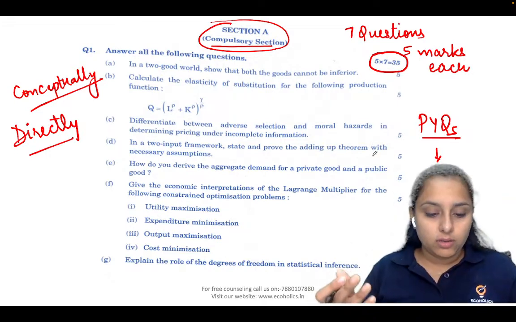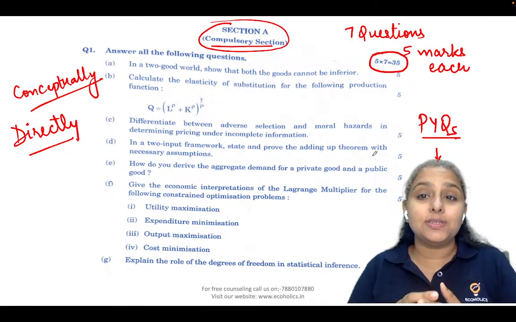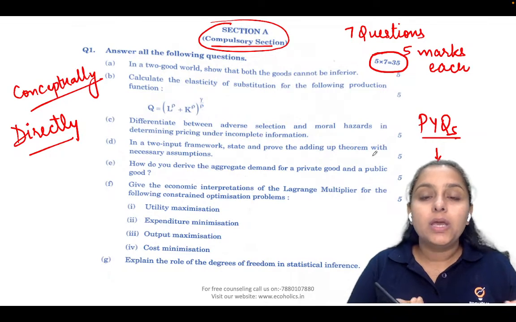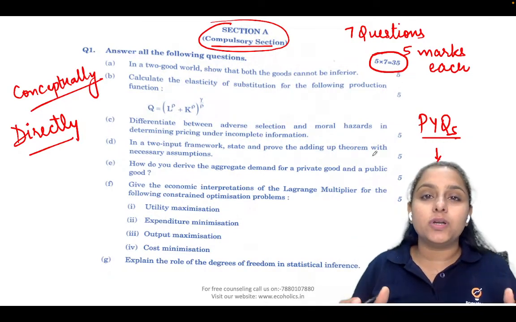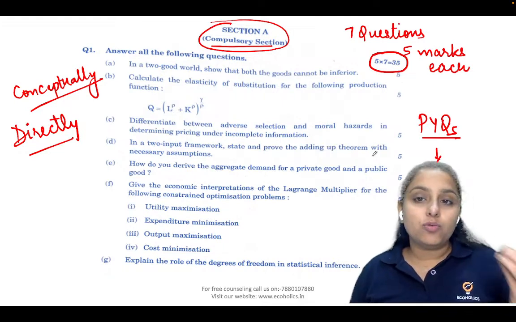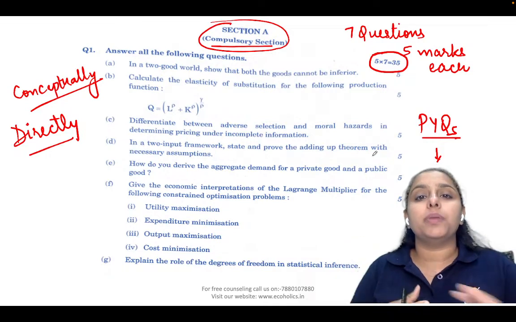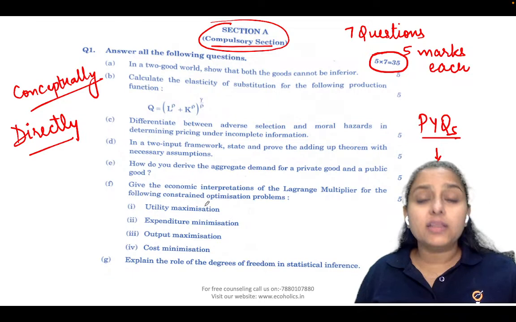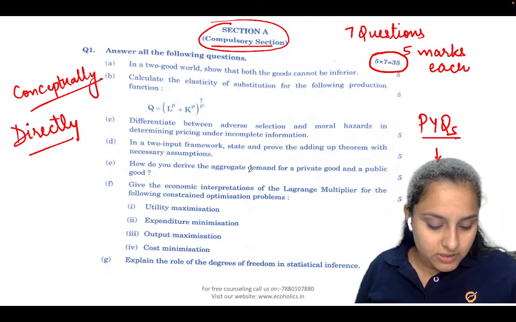So everyone here, the students of Ecoholics, would agree that in our classes we have always focused on conceptual clarity. And I believe all the students who were enrolled with us for our batches, for them the paper must be comparatively easier than for other people. The reason being, we have always built on the concepts.